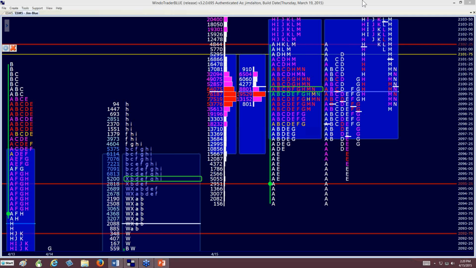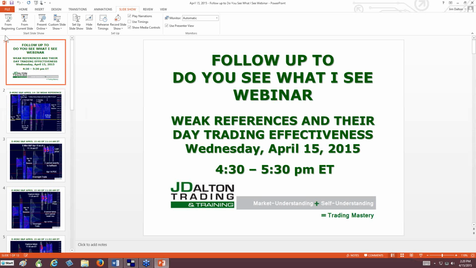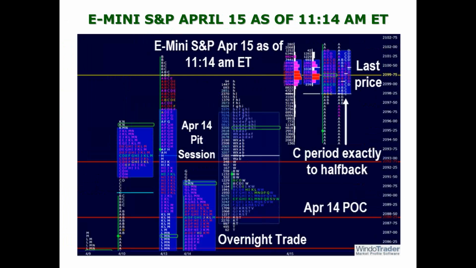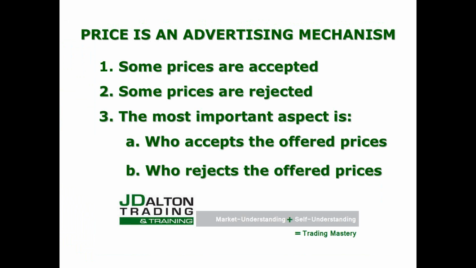Okay, I want to go back to the slides because there's another item I want to cover before we go on. Okay, prices and advertising mechanism. Some prices are accepted, some prices are rejected. The most important aspect is who accepts the offered prices and who rejects the offered prices.